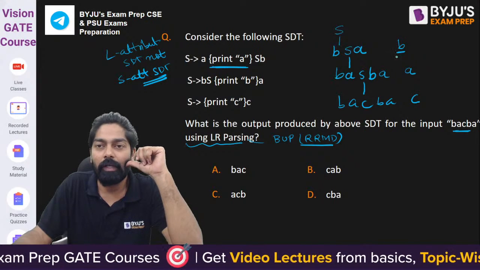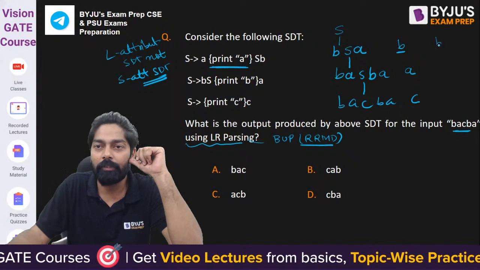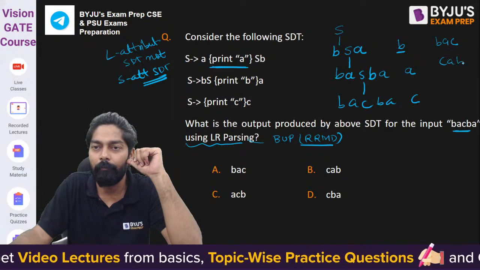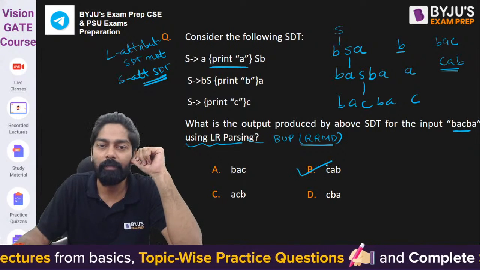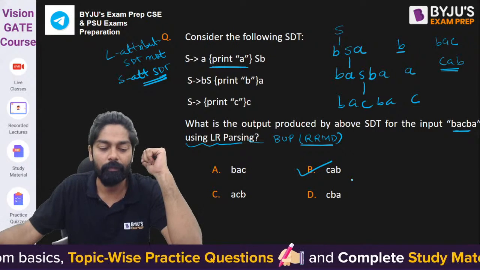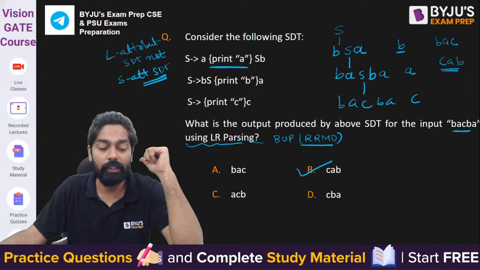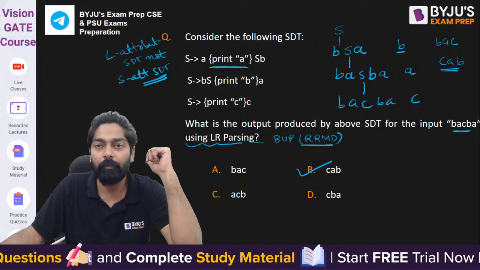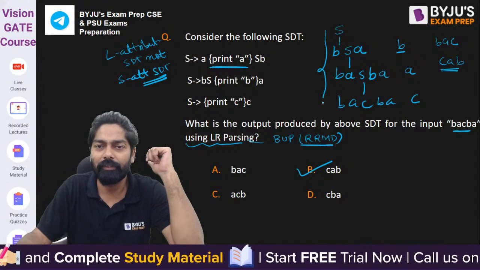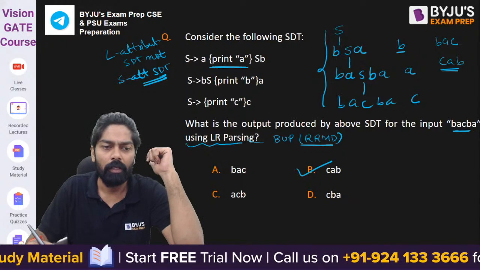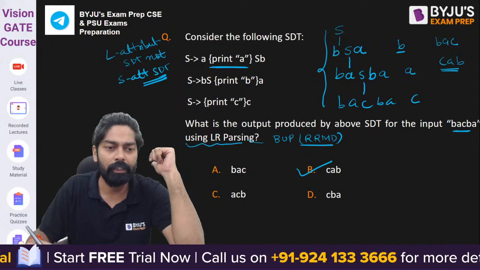So according to rightmost derivation, the output is BAC. What is the reverse of rightmost derivation? CAB. So CAB is the right answer. B for Bombay is the correct answer for this one. Is that clear? B for Bombay. Just do rightmost derivation and just reverse it. Or you can see, if you want, clearly.